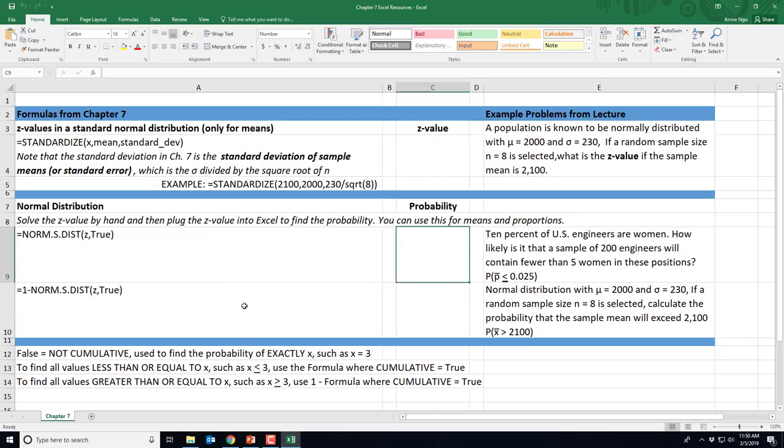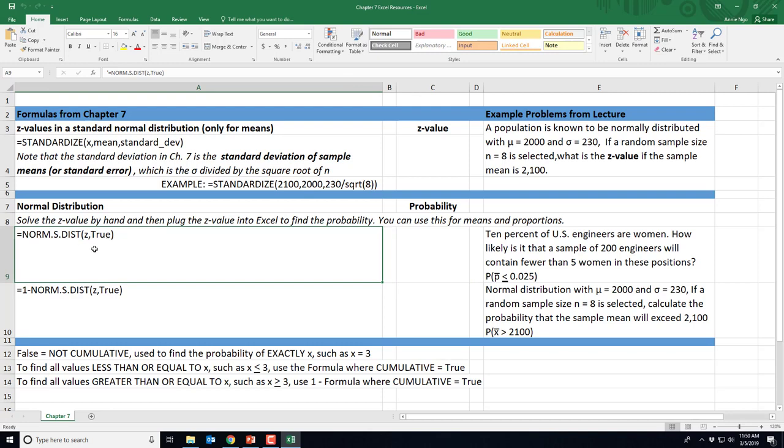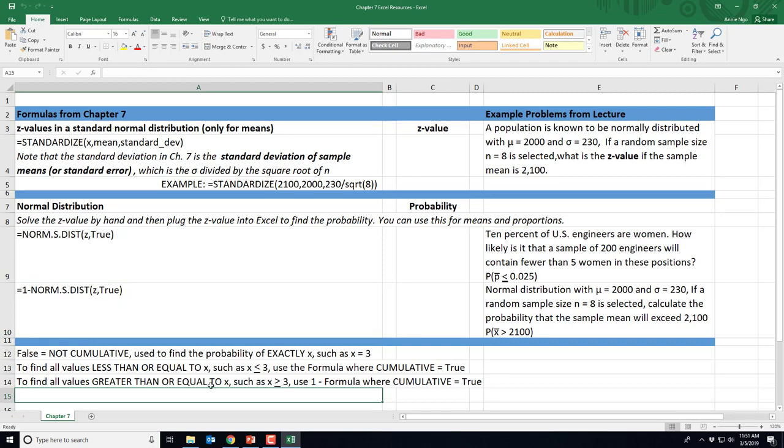So here are the two formulas that after you've solved the z-value by hand, you can plug that z-value into Excel to find the probability. And it applies for both means and proportions, although in this video we're only talking about means. In the next video you'll learn about proportions. So here I've got my NORM.S.DIST and then parentheses z comma TRUE. This is when we're doing anything with a less than statement. And here we have our 1 minus NORM.S.DIST parentheses, I'll plug in my z-value, comma TRUE. This is when we're working with any greater than statements. And if you forget, I have reminders down at the bottom here that tell you when to use TRUE or FALSE and which formula applies for less than or greater than statements.